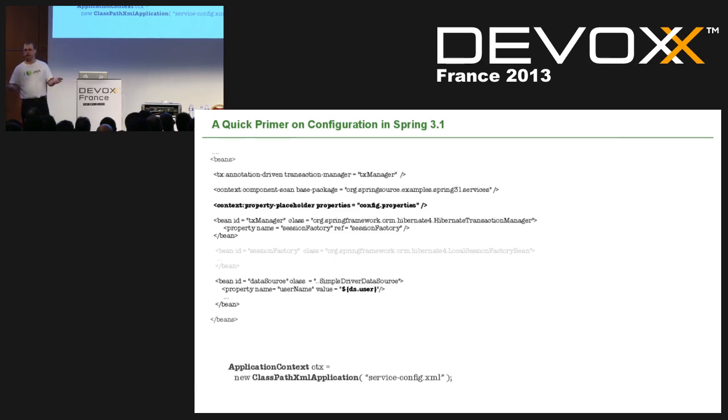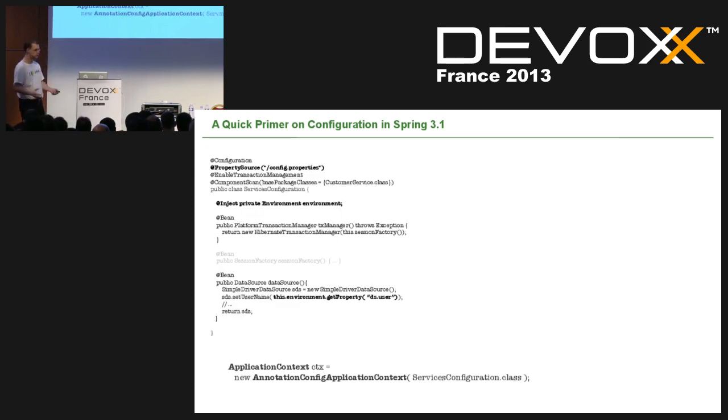Property placeholders. This is a very common use case. People want to be able to change the values from one environment to another. Here we use context:property-placeholder, and then we reference a properties file. We can achieve the same thing in Java configuration by using @PropertySource at the top. Okay, @PropertySource at the top tells Spring to look for a property file, and then we inject a reference to an Environment object. The Environment object is a Spring API. It's something that's there if you want it, okay?